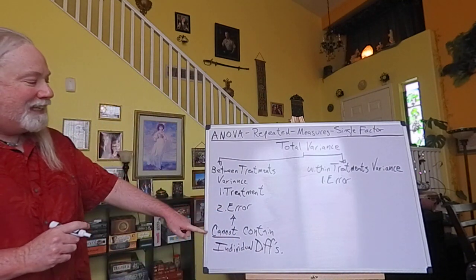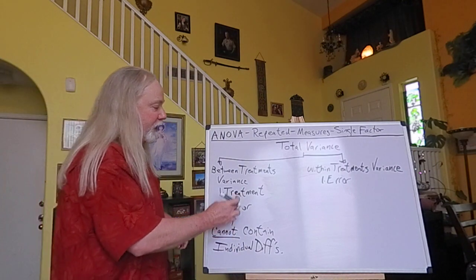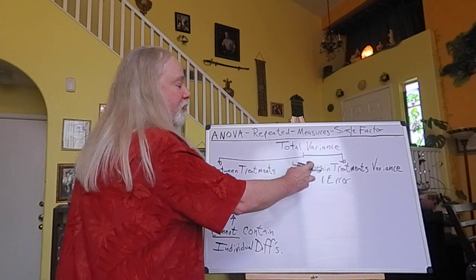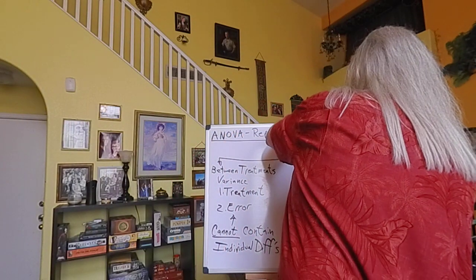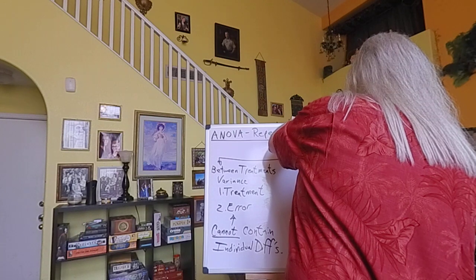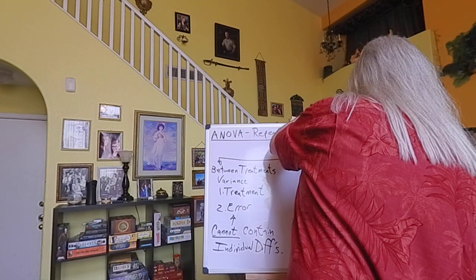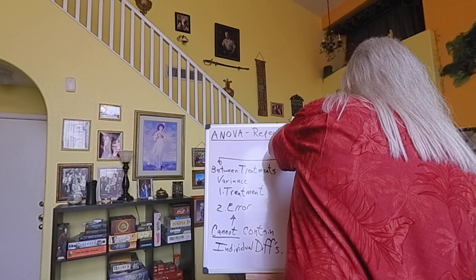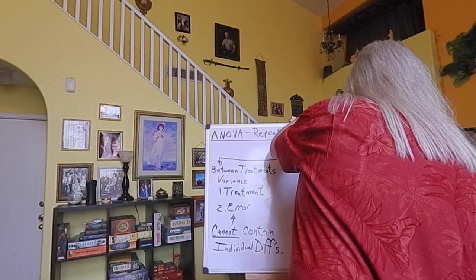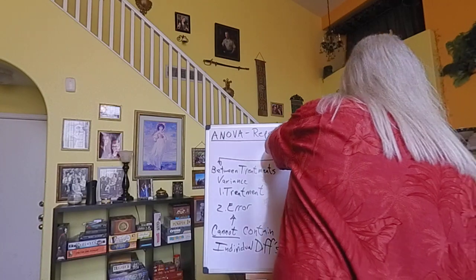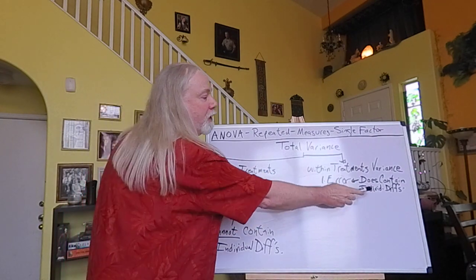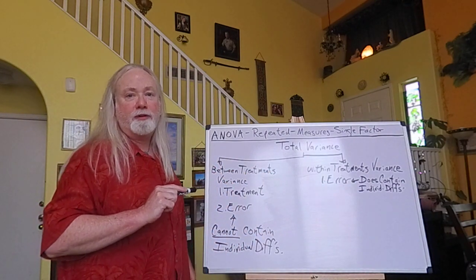So this error cannot contain individual differences over here on the between treatment side. Again, because we're comparing people to themselves across the groups. But this error, so again, obviously I'm abbreviating here. This error within treatments does contain individual differences.